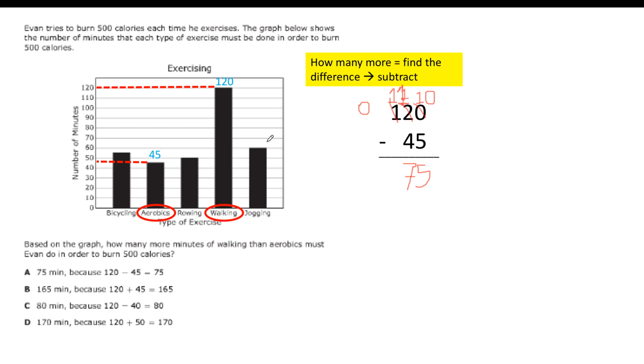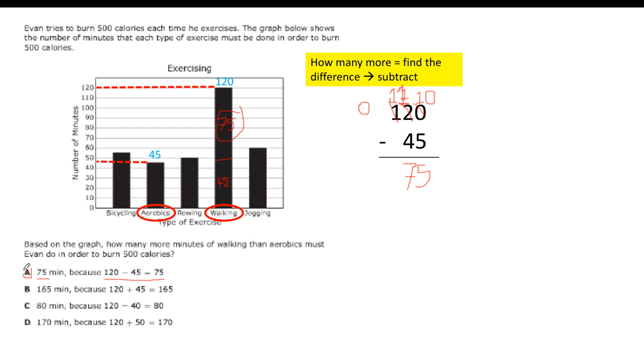So now that I have my answer, I know that this part was 45, remember? 45. And now I know that this part is 75. So that was my answer, how many more minutes? Let's go ahead and check. 75 minutes because 120 minus 45 is 75. That looks like our answer. That says 75 minutes. And 120 minus 45, yep, that's the subtraction problem that we solved.